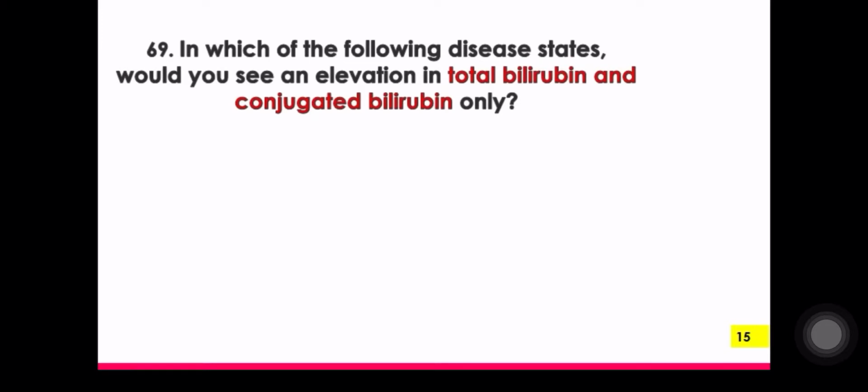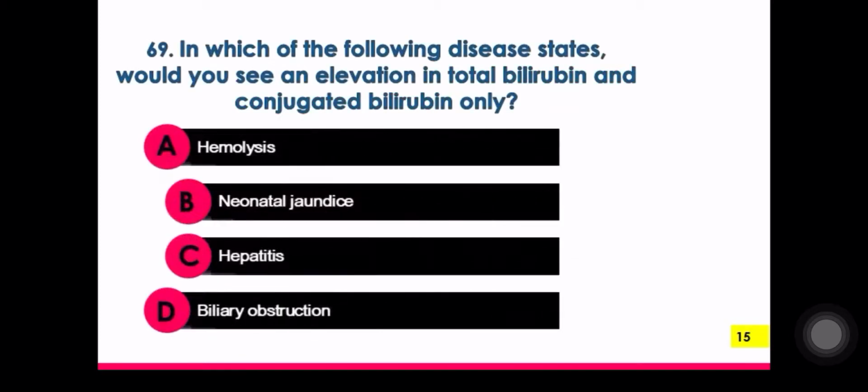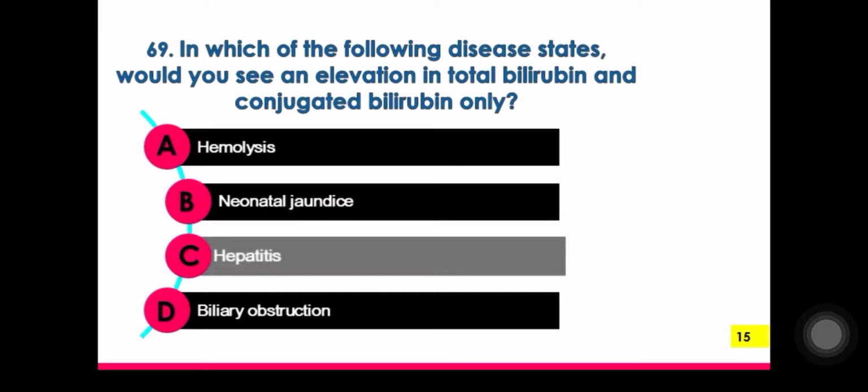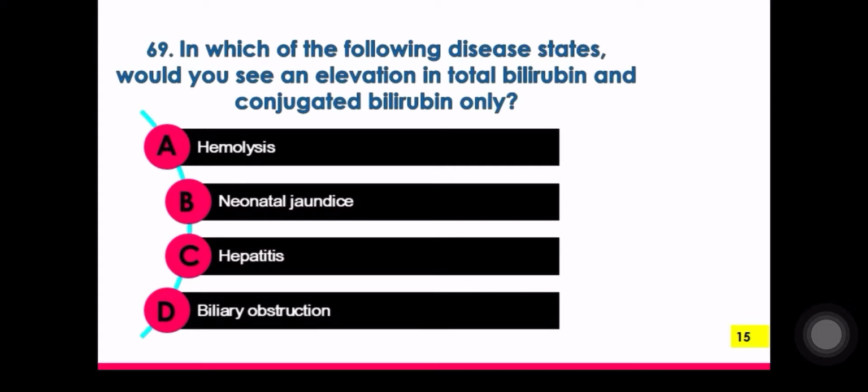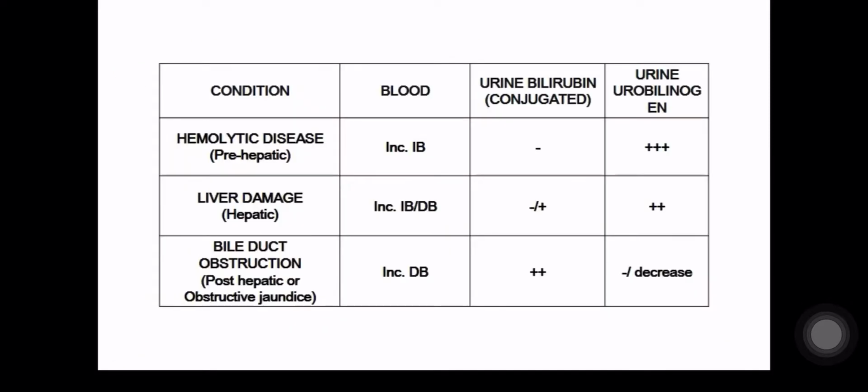Next, in which of the following disease states would you see an elevation in total bilirubin and conjugated bilirubin only? Is it letter A, hemolysis, letter B, neonatal jaundice, letter C, hepatitis, or letter D, biliary obstruction? Correct answer is letter D, biliary obstruction. Pa-highlight po. So, yan po.